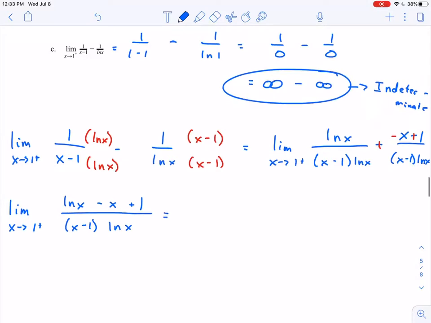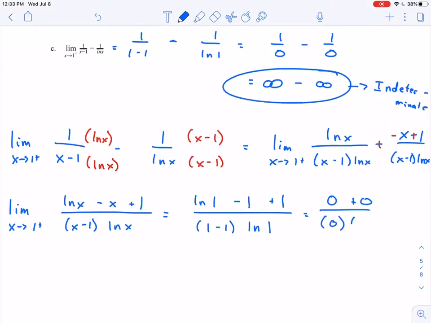Natural log of 1 minus 1 plus 1 divided by 1 minus 1 times natural log of 1. Natural log of 1 is just 0. Minus 1 plus 1, that's going to be plus 0. In my denominator, 1 minus 1, that is 0. And natural log of 1, we said that's 0. Here I end up with, well, 0 over 0. So, okay, that's no good. But that means we can use L'Hopital's rule now. I've ended up with 0 over 0, which means I can use L'Hopital's rule.